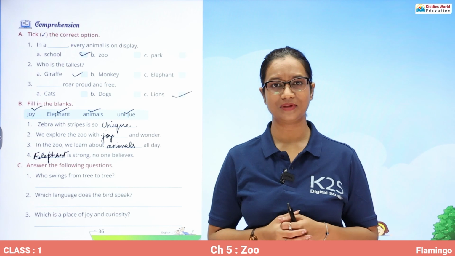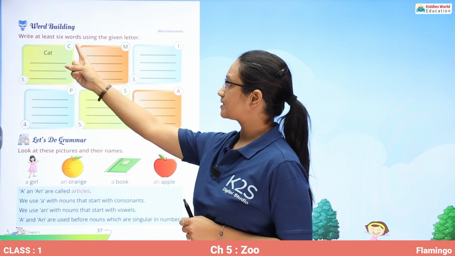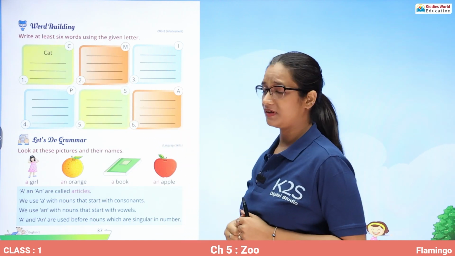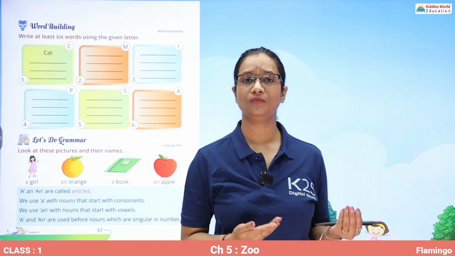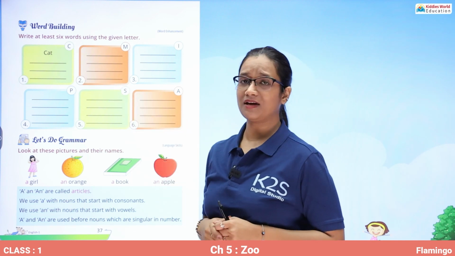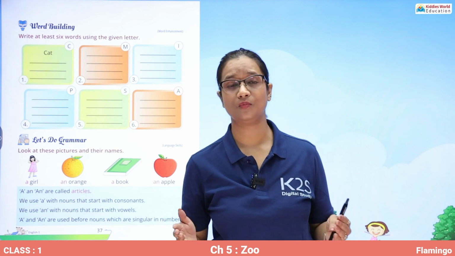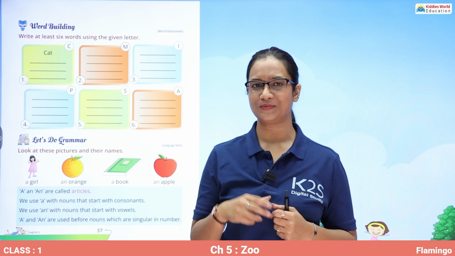Moving on, we will see some more questions. So, the word building exercise now. Write at least 6 words using the given letter. Now, we are given a few letters here, and we have to build a few words out of it. For example, the letter that we are given is C. Now, you have to think of at least 6 more words which start from C. I can help you find 2 words.